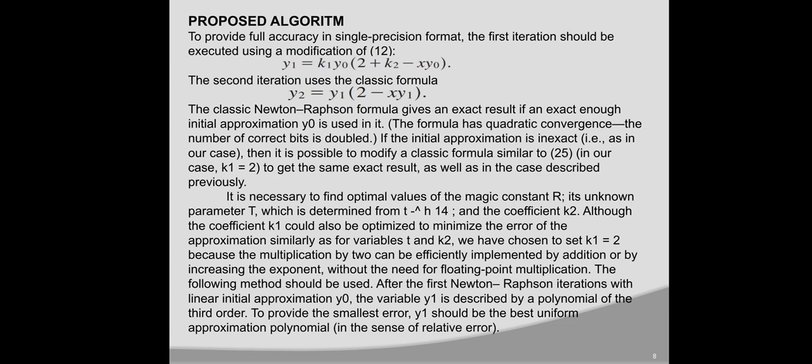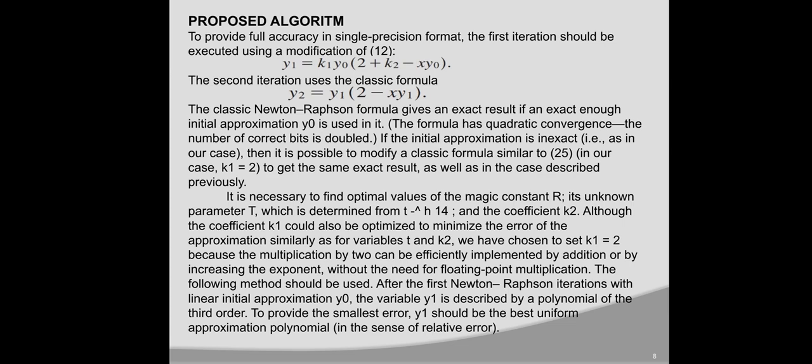Its unknown parameter t was determined for 2 minus h power 14 and the coefficient k2. Although coefficient k1 can be optimized to minimize the error of the approximation similar to variable t and k2, we have chosen to set k1 equal to 2 because multiplication by 2 can be efficiently implemented by addition or by increasing the exponent without the need for floating point multiplication.